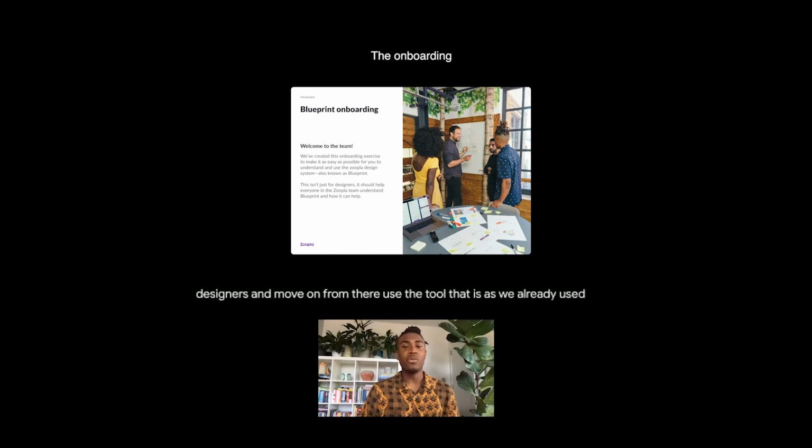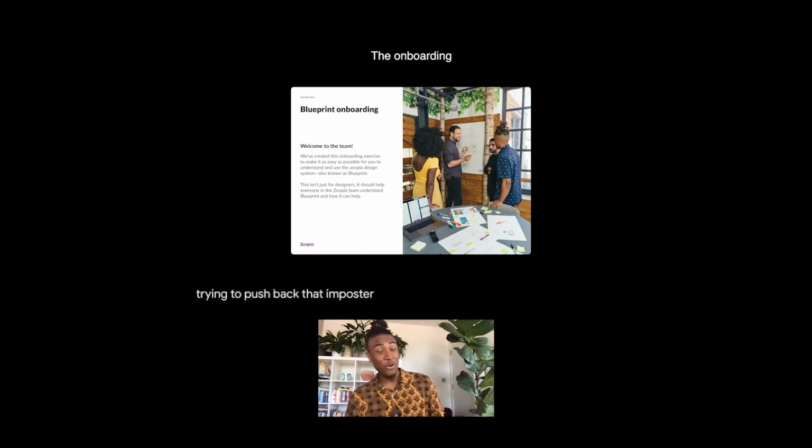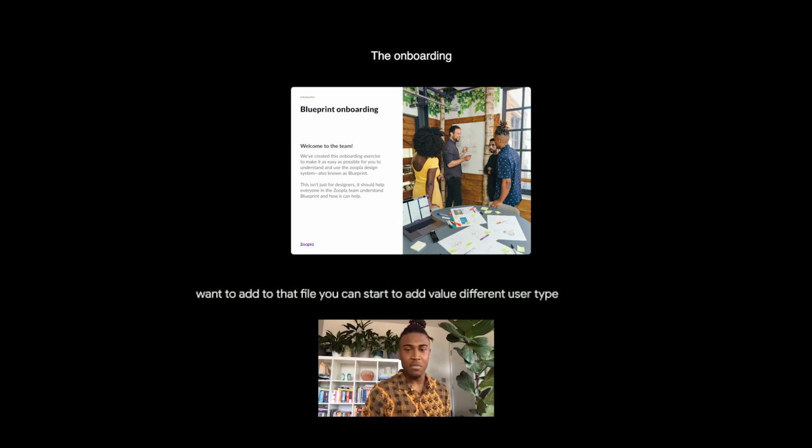And we also thought, okay, the onboarding experience, joining a new business can be a bit overwhelming. You have so many new things to learn. You have so many documents to get through before you start to feel like you're useful and you're adding value to the organization, and you're trying to push back that imposter syndrome that's creeping all the time. And we didn't want to add to that pile. We didn't want to add to all of that theory that you have to get through before you can start to add value. So we decided to break it down into 4 different user types that might go through this onboarding.